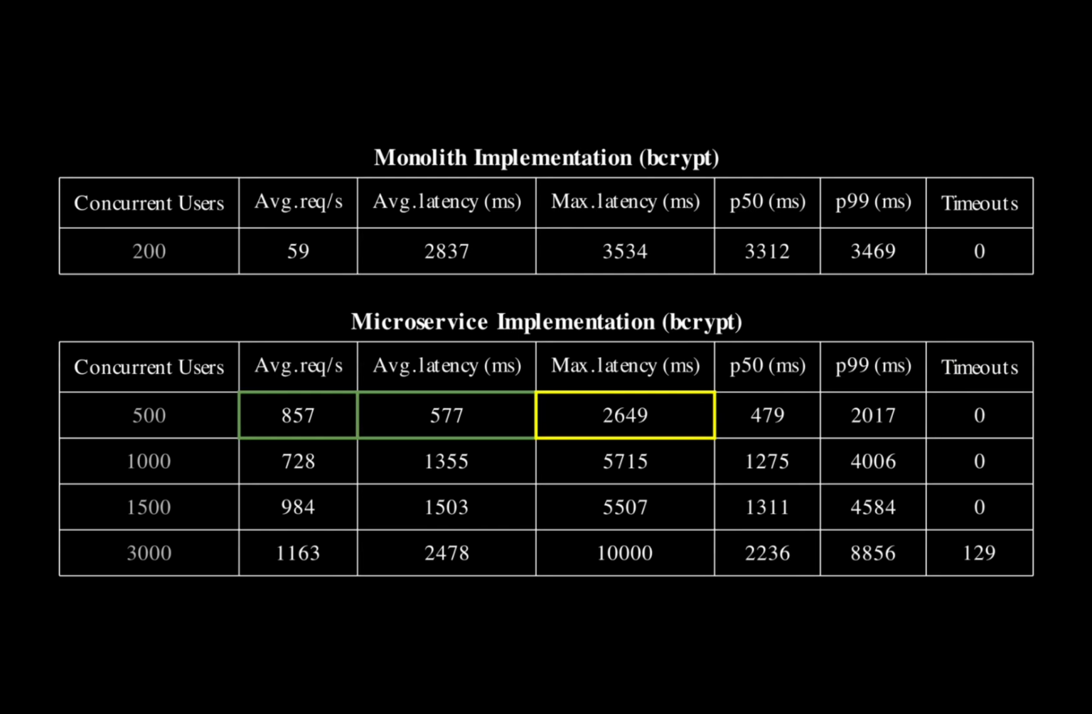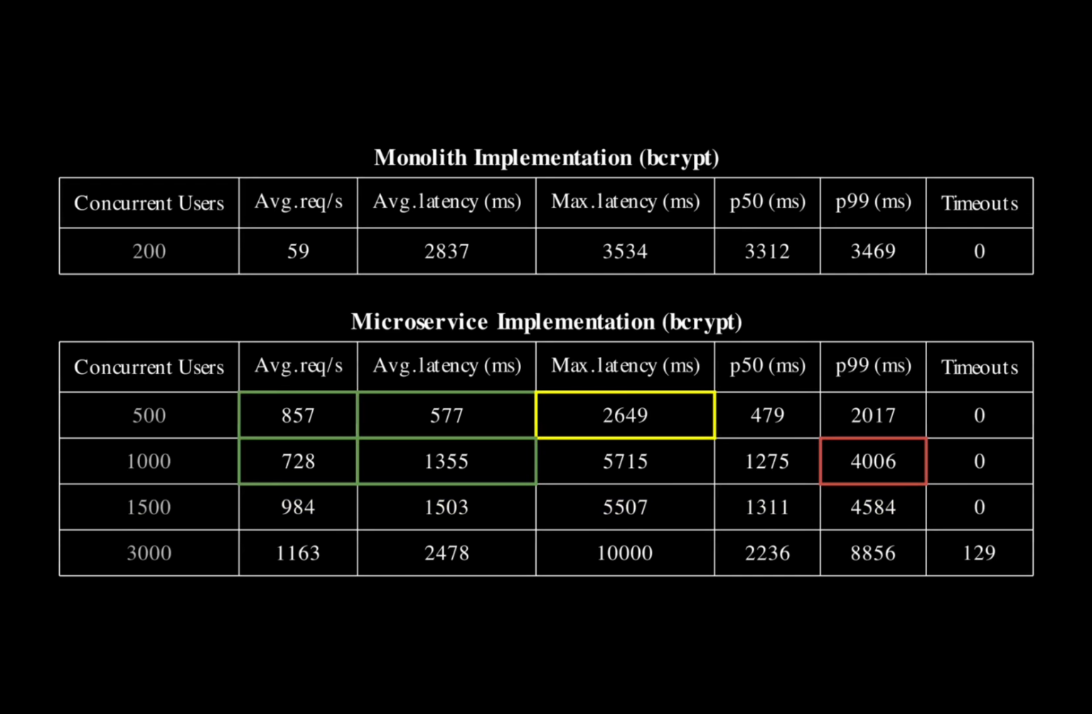With double the users, we see the system delivers 728 requests per second, but the average latency starts struggling, more than doubling to 1.3 seconds. This is still well within our acceptable 2.5 second threshold. Crucially, the system remains stable with 0 timeouts. While the P99 latency did hit 4 seconds for 1% of users, the architecture managed the heavy queue without failure.